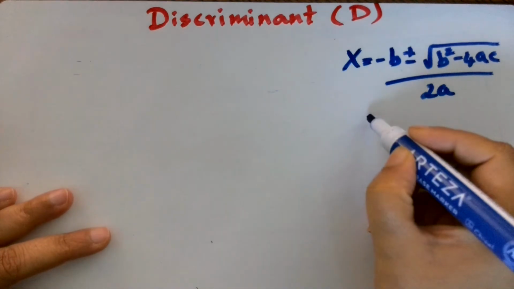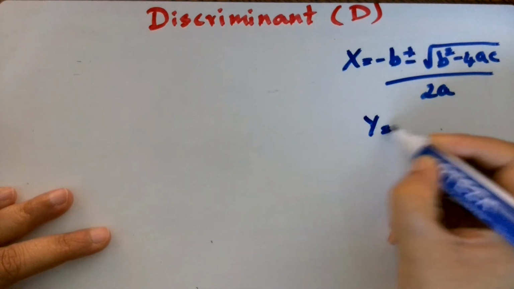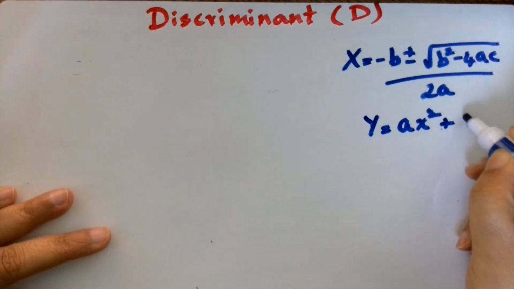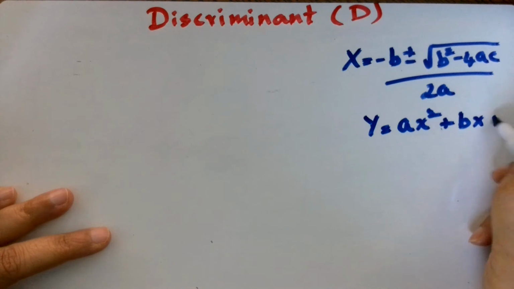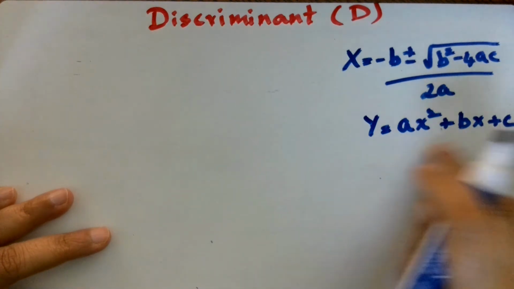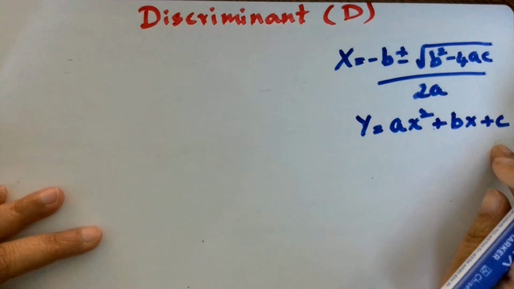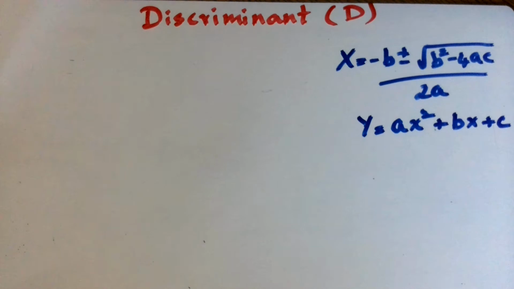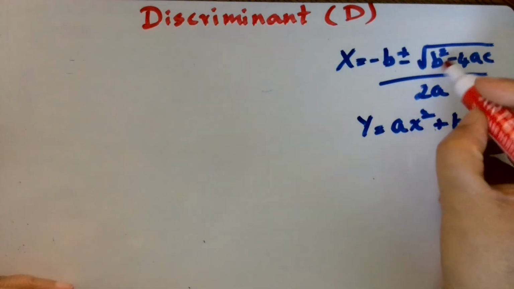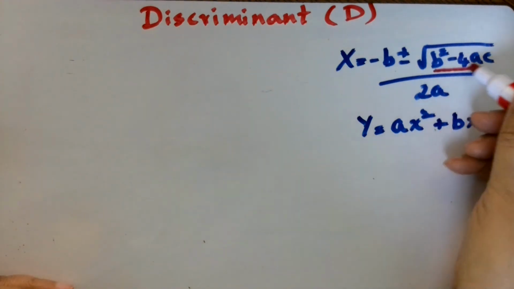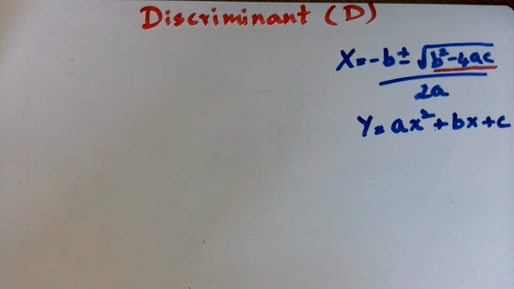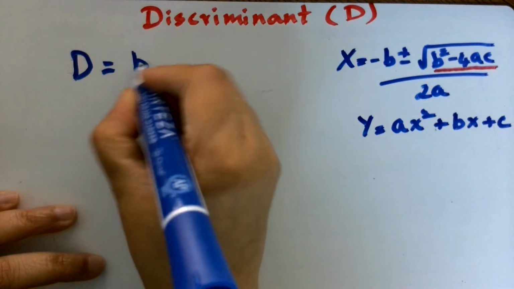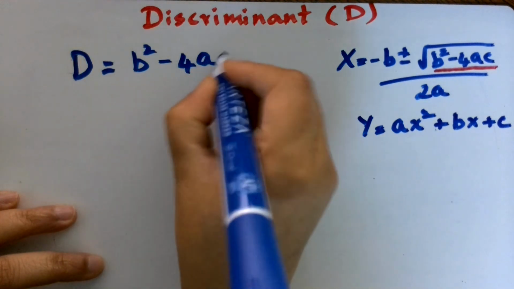And your a, b, c are the coefficients: a is the coefficient of x square, b is the coefficient of x, and c is the constant. Now in this, the part inside the radical, which is b squared minus 4ac, is your discriminant. So we are saying that D is b square minus 4ac.